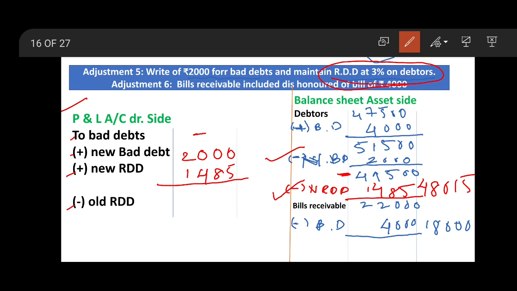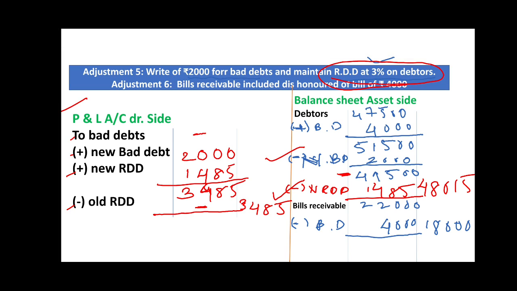Take the total of it. How much will you get? You will get 3,485. Old RDD was not given in the question, so again put a dash in front of it and take the amount in the outer column. So 3,485 only will come in the inner column. This is all done.